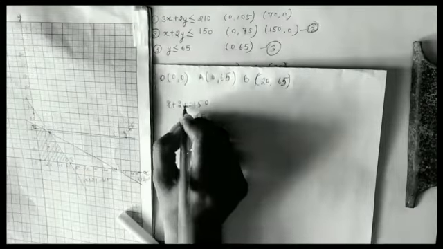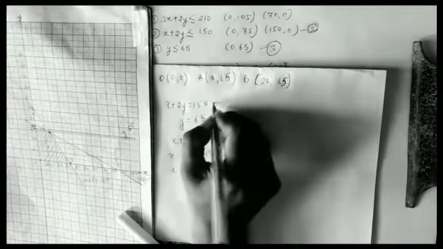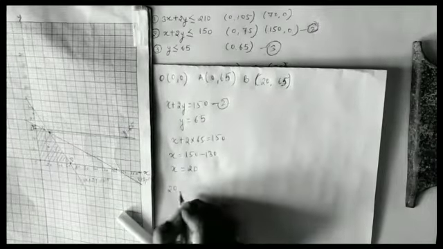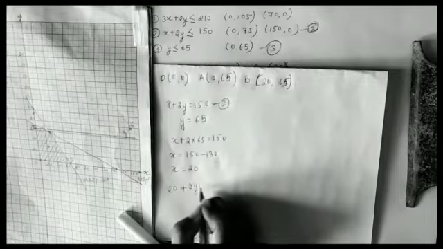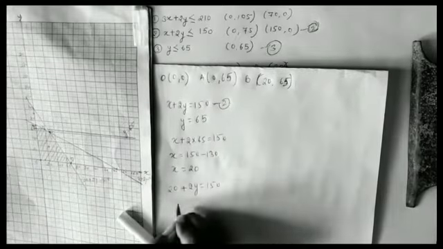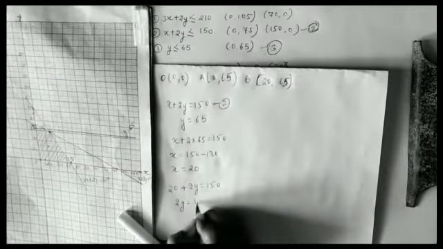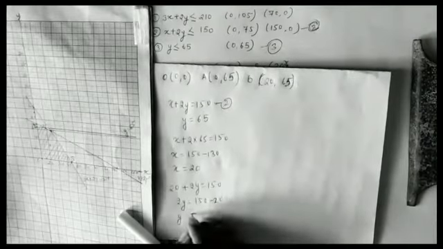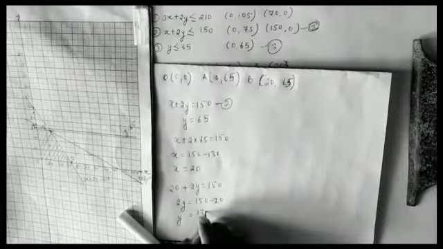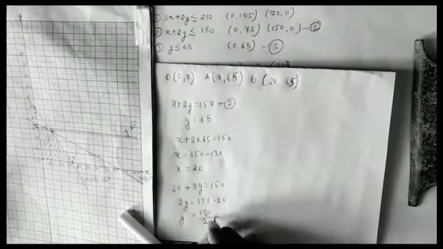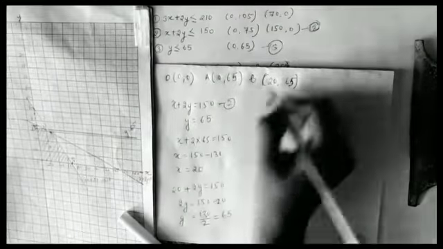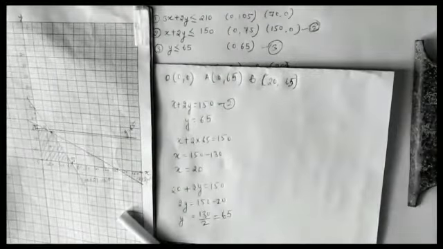Now for finding the value of y, we will put the value of x in this equation 2. Here x is equal to 20, plus 2y is equal to 150. So 2y is equal to 150 minus 20. y is equal to 130 upon 2, and this is equal to 65. So here the point B is x is 20 and y is 65.